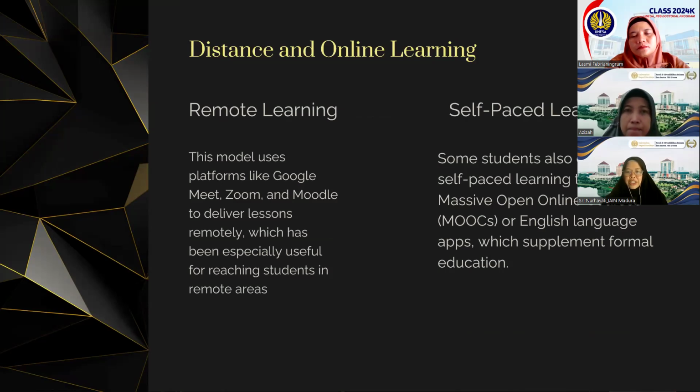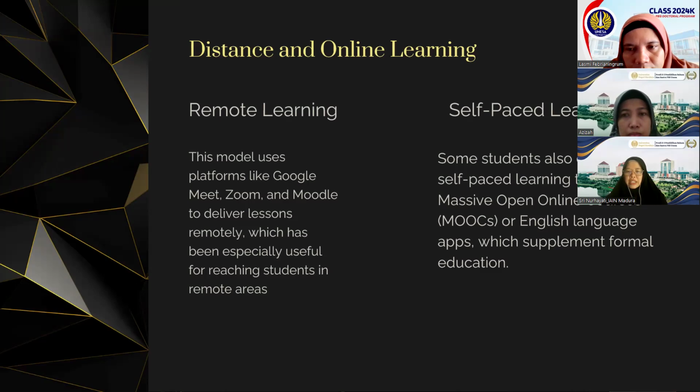Okay, next, please, ma'am. Distance and online learning emerged with COVID-19. The characteristics of distance and online learning are remote learning and self-paced learning. Remote learning here means the model uses platforms like Google Meet, Zoom, and Moodle to deliver lessons remotely, which has been immediately useful for reaching students when we could not go anywhere at that time. So we stayed at our houses, but we were still learning.